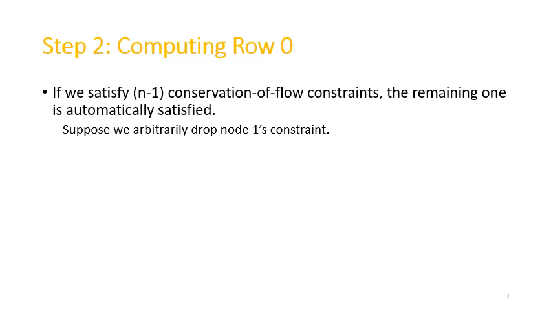We saw earlier that for each node in the network, we need to define a conservation of flow constraint, or a flow balance constraint. But we also talked about that if we have n nodes and we satisfy only n-1 of them, the remaining one is automatically satisfied. In other words, if you have n nodes in the network, you can arbitrarily drop the constraint of any one of them. So for example, you just drop node 1's constraint.